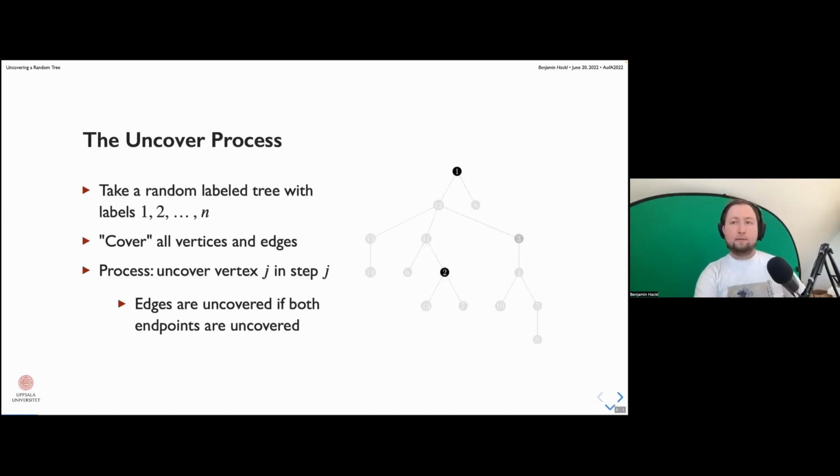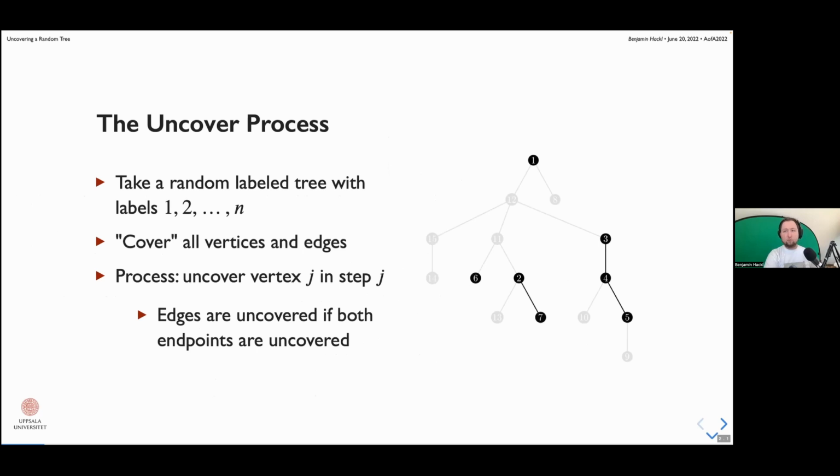So here's the process that I want to illuminate a little bit. We take a random labeled tree with labels 1, 2 up to n. We cover, whatever that may mean exactly, not that important, just for the visuals, all vertices and edges. And then we start the process and uncover in step j the vertex labeled j. And the clue is, whenever we uncover both endpoints of an edge, the edge is uncovered as well.